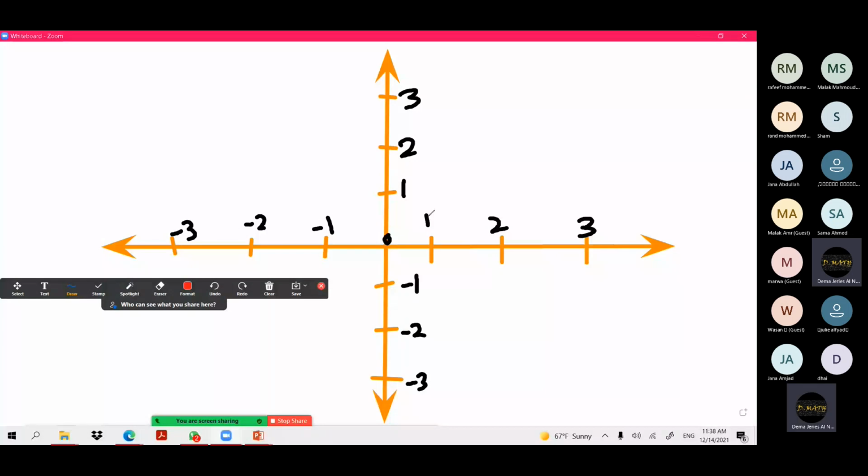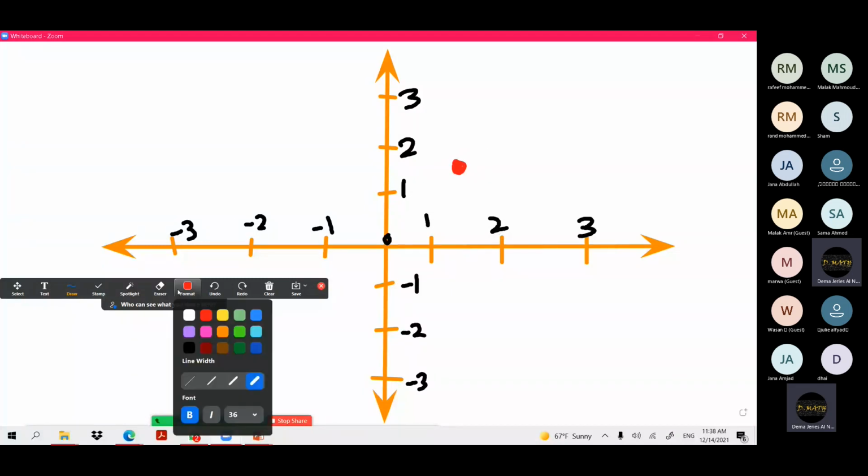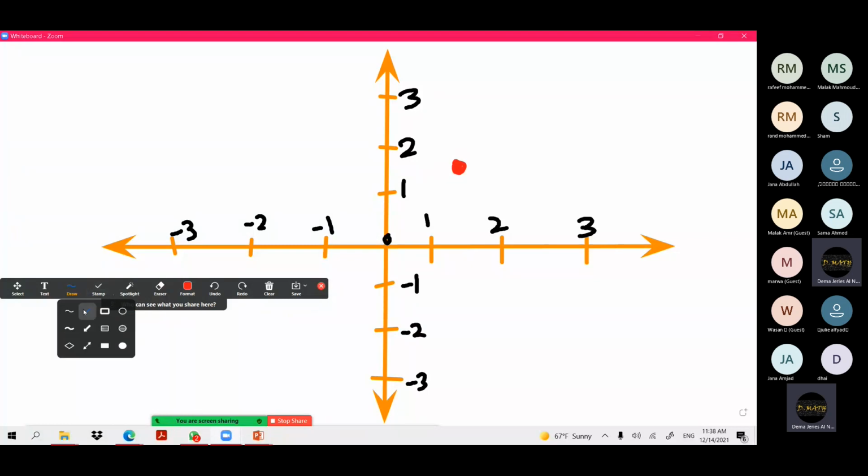Now then, if there's a point that comes here, how will you name it? What do you have to do? As I told you before, you have to bring a line starting from this point, cutting the x-axis and cutting the y-axis.